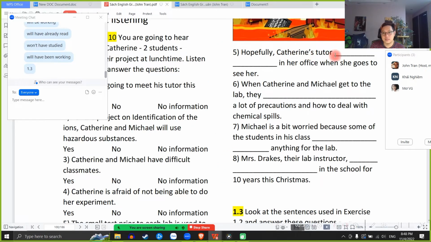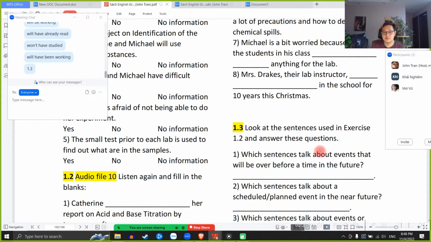Hopefully Catherine's tutor will be working in her office when she goes to see her. Hy vọng là thầy hướng dẫn cô hướng dẫn của Catherine sẽ đang làm, will be working, sẽ đang làm trong cái văn phòng của cổ, khi mà cổ tới gặp bà. Tức là cái lúc đó cái tương lai thì đang làm. So at that time in the future they are doing it. Okay. Tương lai tiếp diễn rồi mà.